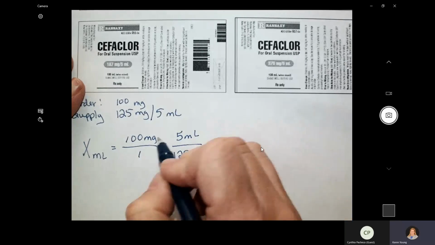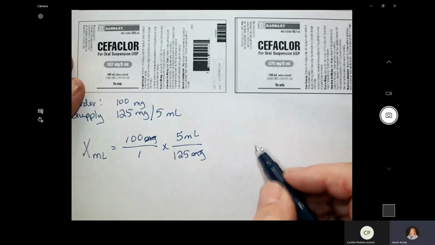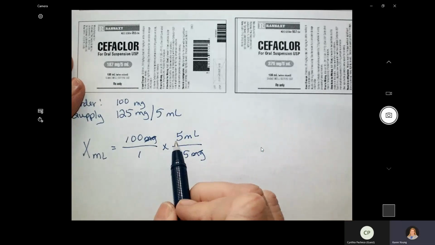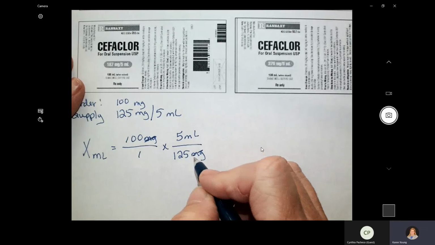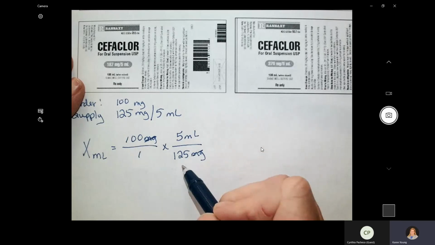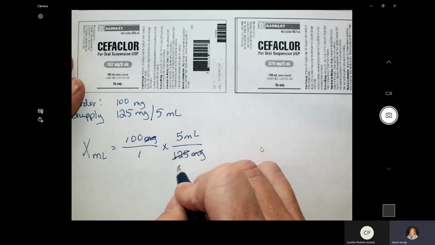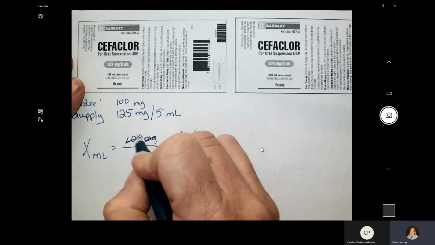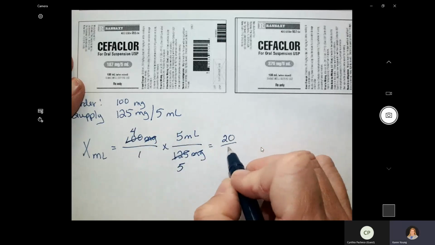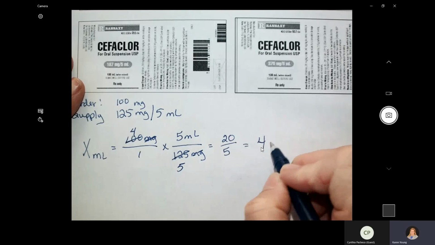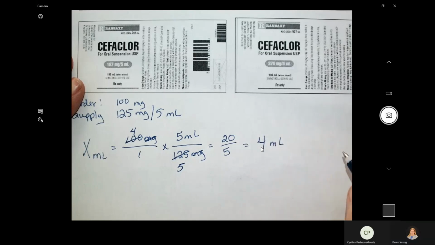My milligrams cancel. Okay, so we can work this two different ways. I can go 100 times 500, 100 times 5, and then divide it by 125. Or I can say, oh, hey, 25 goes into both of these. 25 goes into 125 five times. 25 goes into 100 four times. 4 times 5 is 20. Divided by 5, that gives me 4 milliliters.